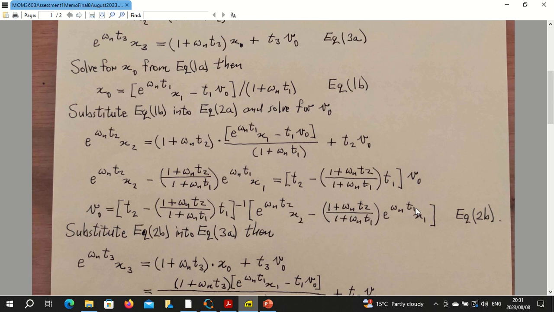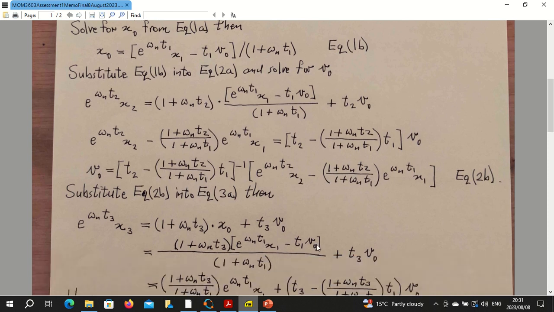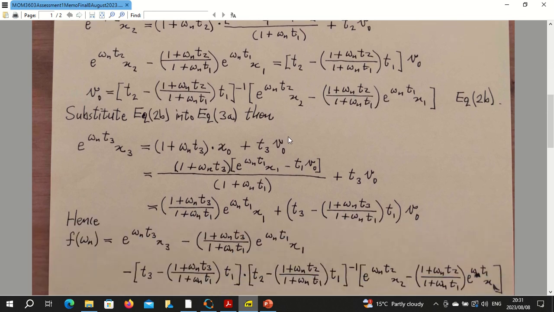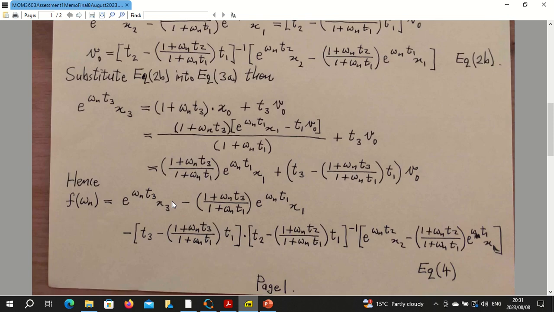And then substitute the previous result for x0 and v0, and then you'll have a formula in omega n, and then you can solve that formula for omega n by considering it as a nonlinear equation.